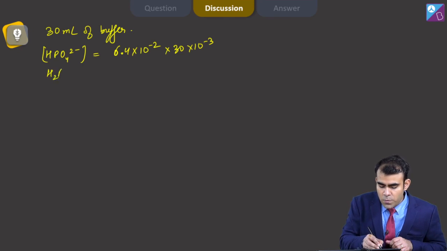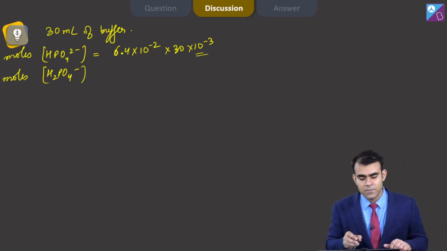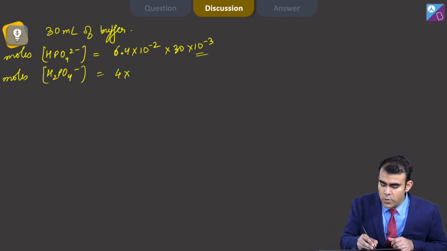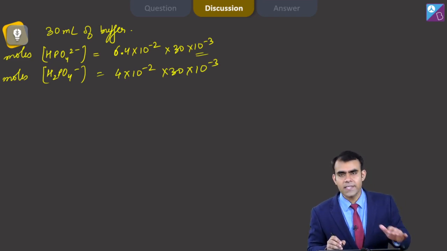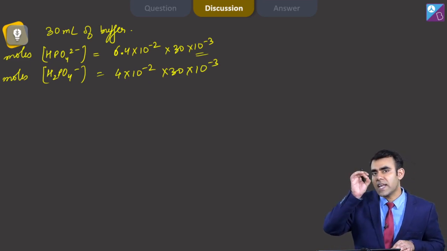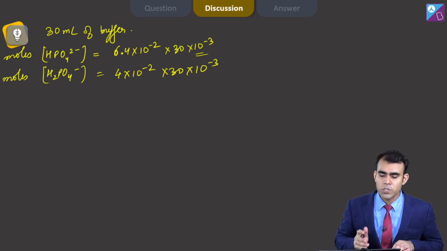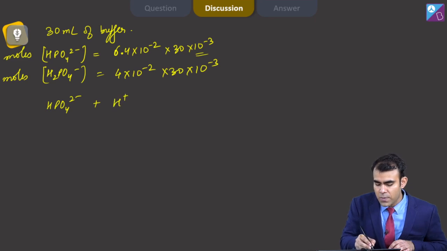Similarly for H2PO4 minus, what is the number of millimoles or moles? These are basically moles because I am multiplying by 10 to the power minus 3 here. So this is 4 into 10 to the power minus 2 into 30 into 10 to the power minus 3. So this is how we calculated the initial moles of these two ions. After that, if I am adding acid, this acid first reacts with my conjugate base, which is HPO4 2 minus, and it reacts with H plus and forms H2PO4 minus.